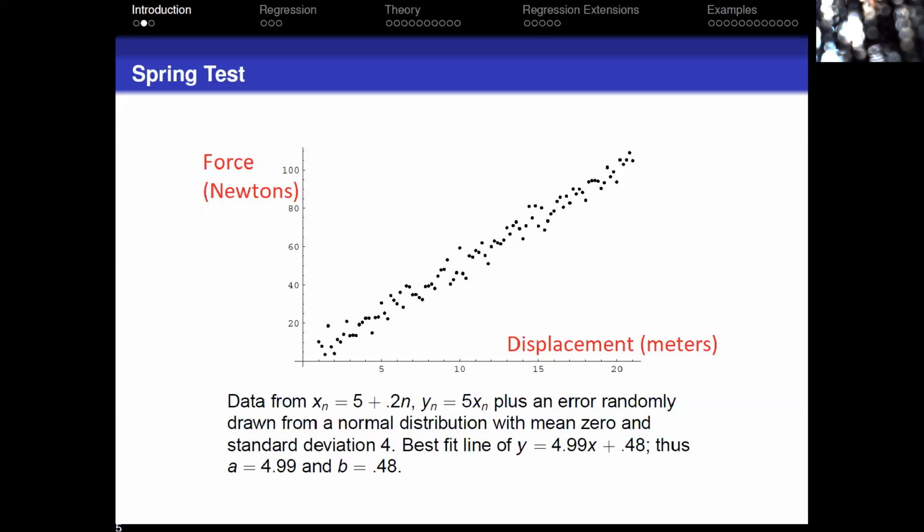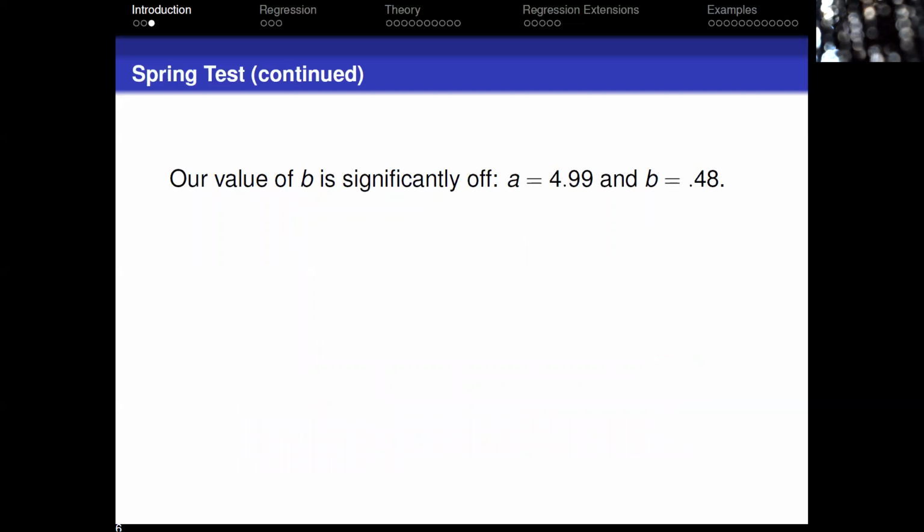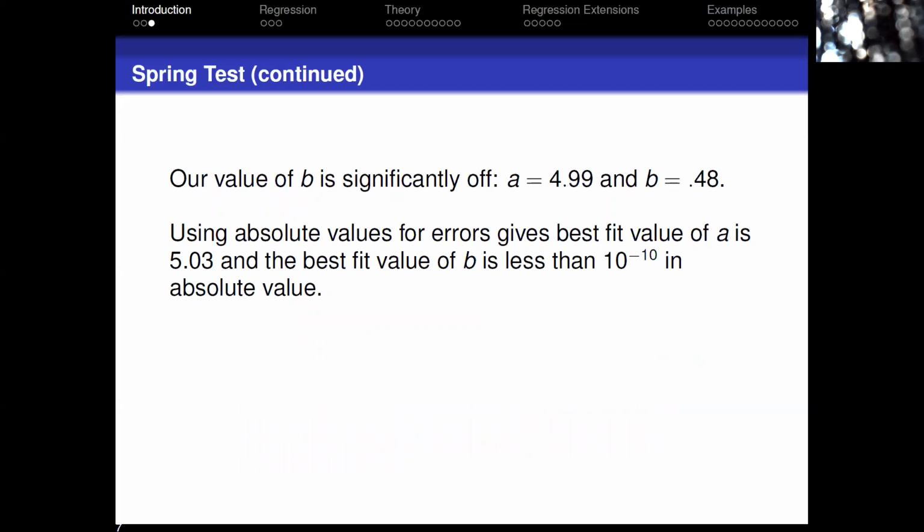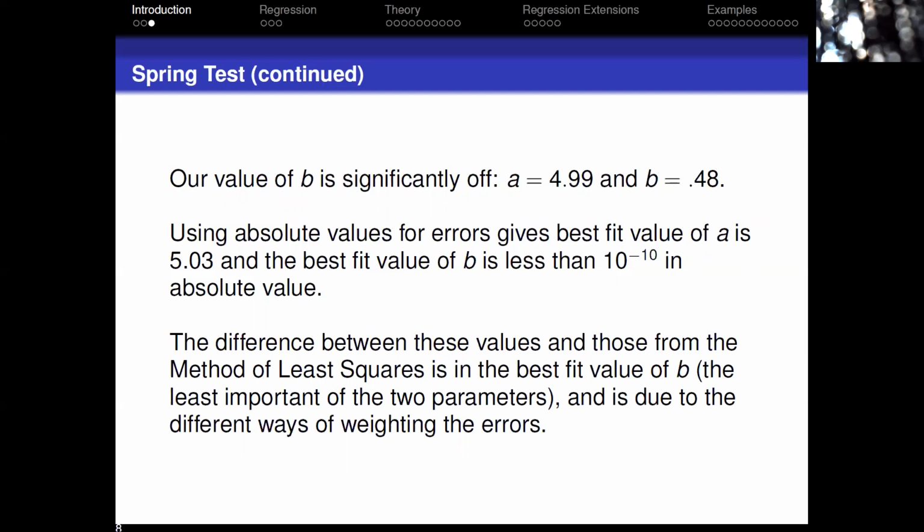For a lot of things in mathematics, there is more than one thing you can look at. Later today at 1 o'clock, I will be giving a lecture on extending the Pythagorean theorem and showing you multiple proofs. There's more than one way to calculate a best fit line, and different choices will give you different answers for the best fit parameters. This is similar to what we saw when we were looking at statistics for means, that you can have more than one notion of a mean. So our value of b is significantly off. If we use absolute values, we actually get 5.03 for the slope, and b is less than 10 to the negative 10 in absolute value. And so the difference comes from how we calculate our best fit lines, how we calculate our errors.